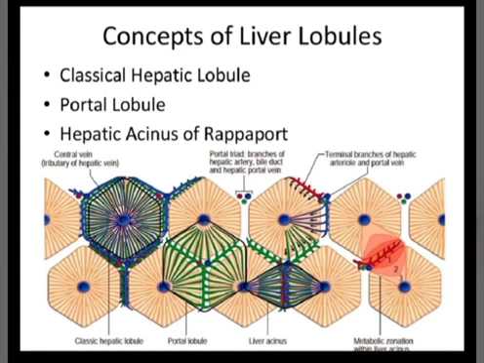And if we talk about this pyramidal shaped or diamond shaped structure, this structure is called the hepatic acinus of Rappaport. This is another way of subdividing the liver tissue into functional units. A hepatic acinus of Rappaport is the area of liver parenchyma which surrounds a terminal branch of a portal vein. These are the terminal branches of the portal vein.